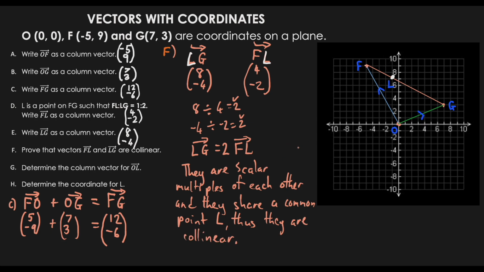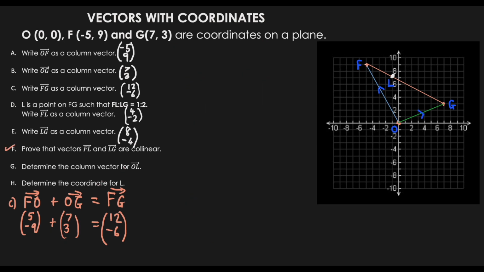If they did not share a common point, we would have said they were parallel. As you can see here from the diagram, we have F, L, G on the same line. All we mean by collinear is that they're on the same line. They form the same line, same direction. It's one continuous flow. So we know that LG and FL are collinear because we just proved that they're scalar multiples of each other and they also share a common point L.